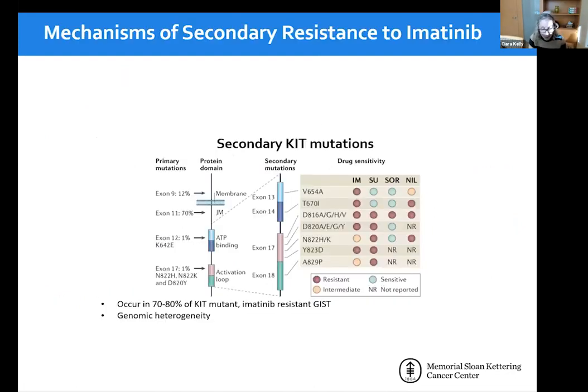Essentially, though, why do we need more treatment beyond imatinib? Imatinib works very well, thankfully, in the first-line setting, but unfortunately, around 2 to 3 years on treatment is around the average point where patients may start to progress. And we see this, why exactly, a lot of the mechanisms we're still learning about, but we do know that about 70 to 80% of patients with KIT mutant GIST will have evidence of secondary KIT mutations that lead to resistance to imatinib.